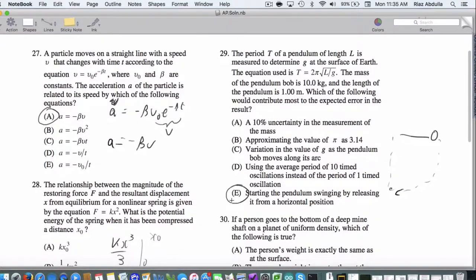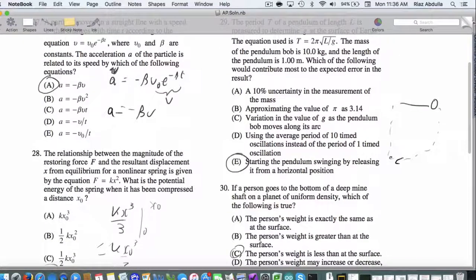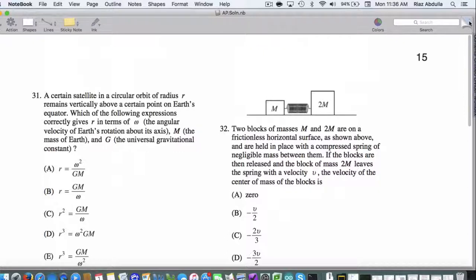Now, a person goes to the bottom of a mine. What actually happens? It actually turns out that as you approach the center of the Earth, you get more and more close to weightless. So it actually turns out that your weight is less than it is at the surface the further down you go. Isn't that crazy? Isn't that amazing? No? Okay. All right. Let's just finish up this whole little AP exam.